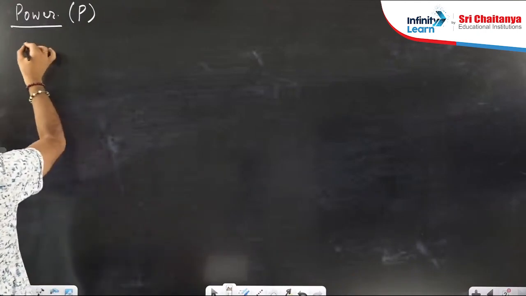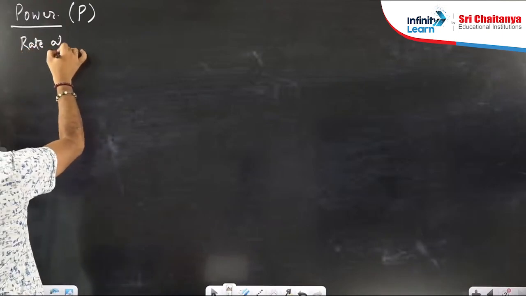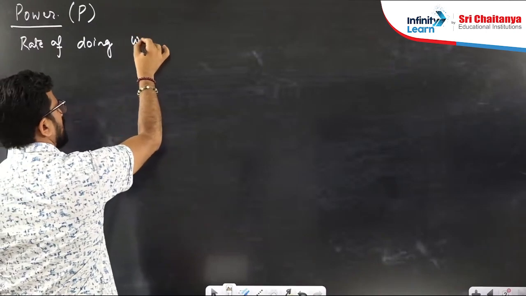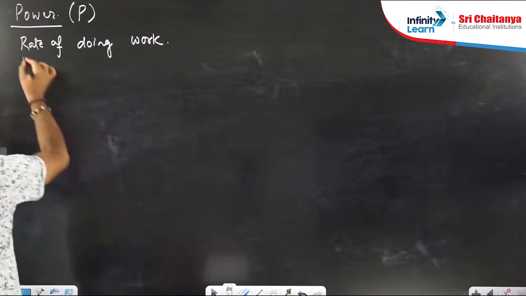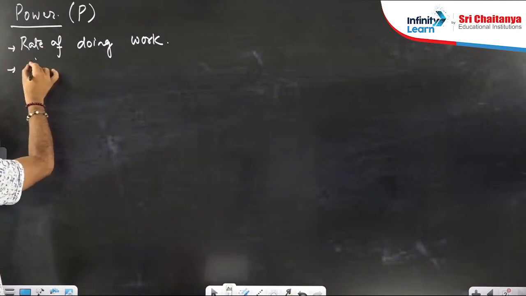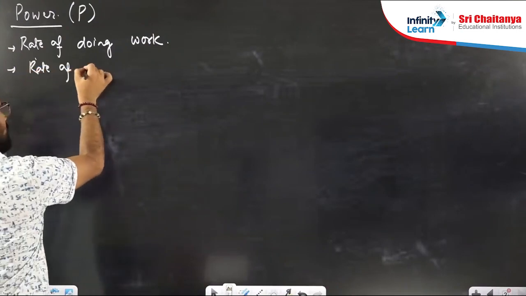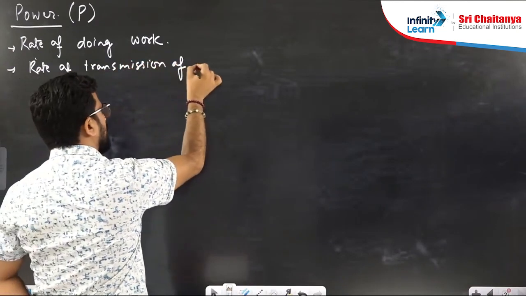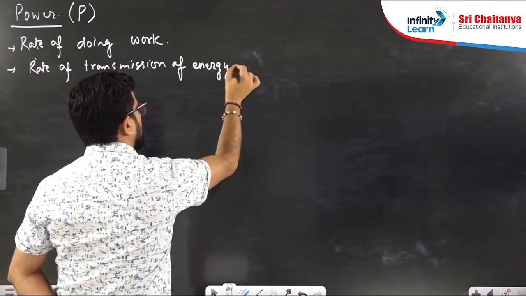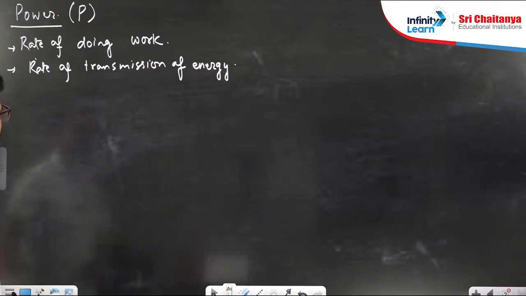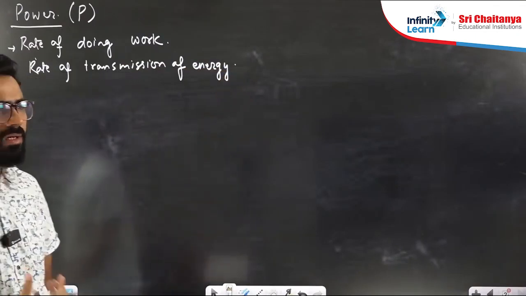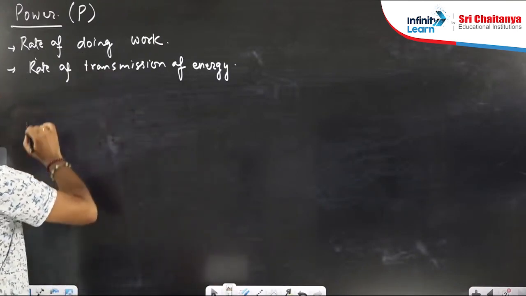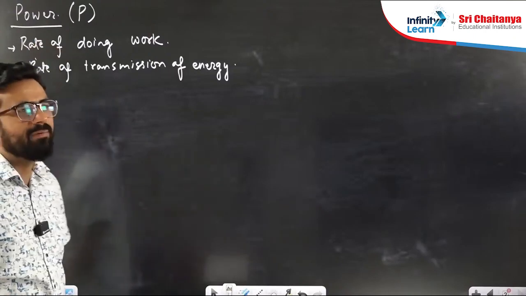Okay, now listen. Power is the rate of doing work, or we can say the rate of transmission of energy. It's the rate of doing work or the rate of transmission of energy. This is noted. We are writing it. This is the rate of transmission of energy or rate of doing work. This is very simple, and we call it power.